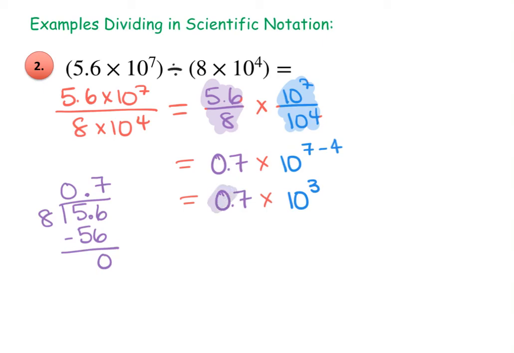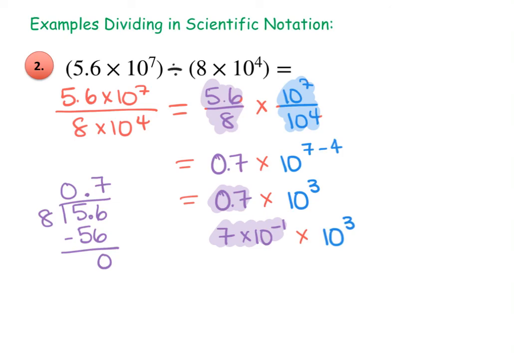So here we have 0.7. 0.7 isn't going to work because it's not greater than 1, and it is not between 1 and 10, right? So we have to rewrite 0.7 into scientific notation. So 0.7 in scientific notation is 7 times 10 to the power of negative 1. So again, I'm hoping we're noticing that 7 times 10 to the negative 1 is equal to 0.7. And then now we have times 10 to the power of 3.